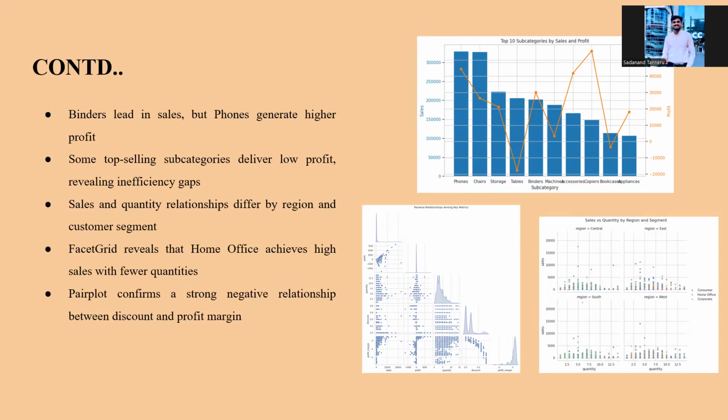So in this slide, the outcome of the dual axis plot demonstrates that there is no correlation between the subcategories of high sales and high profit. Faceted plots are used to point out the difference in the sales and quantity relationships in each region. The pair plot proves a strong negative correlation between discount and profit margin and contributes to the previous pricing-related observations.